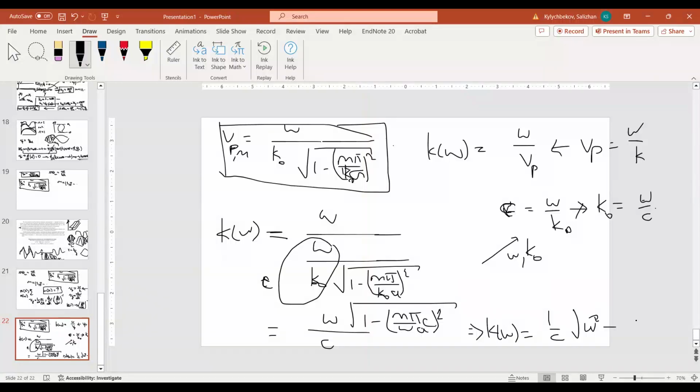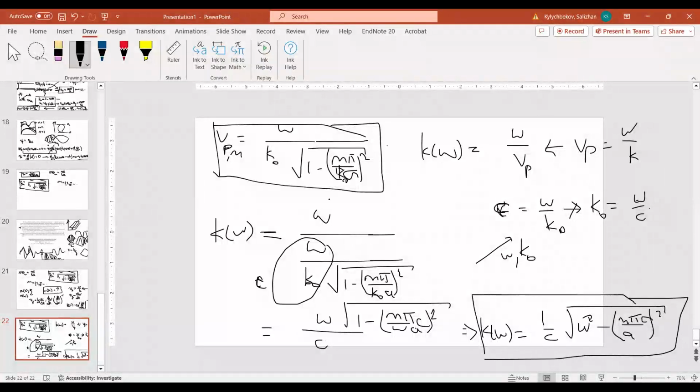N divided by c, squared. And now it's become very simple. Now what we have to do is, we know this k of omega, and group velocity is what?